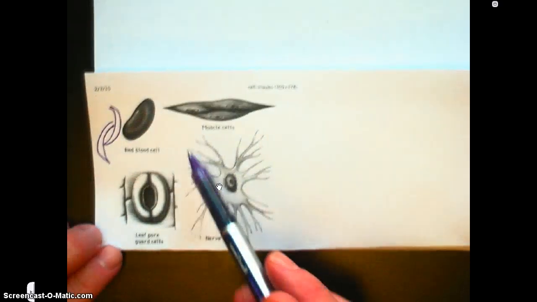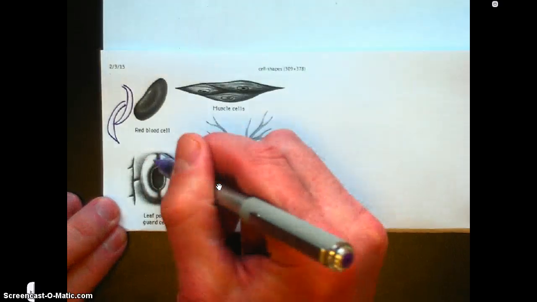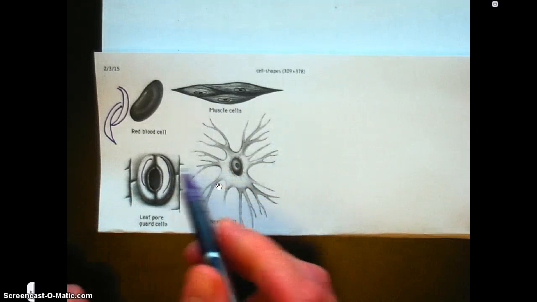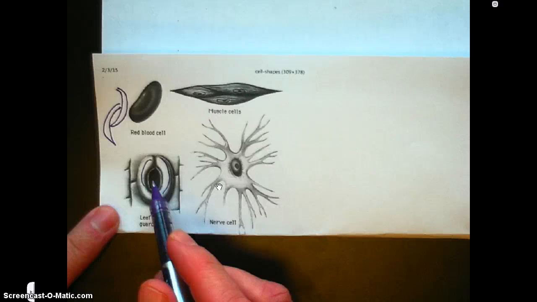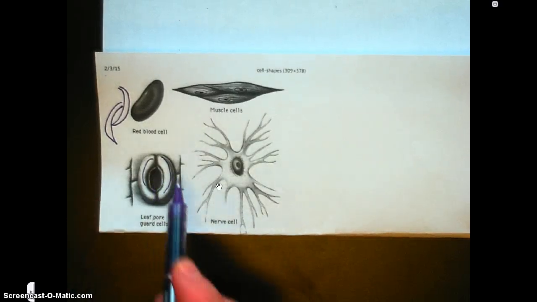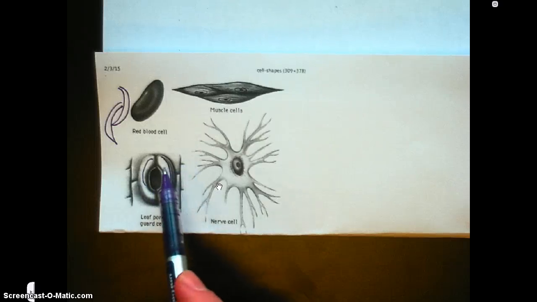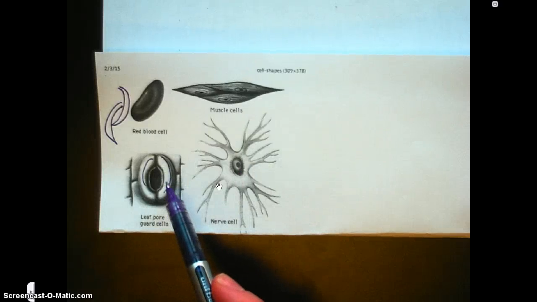Down here in the corner, I have a picture of what are called guard cells. These are the cells that are right here. They guard the hole that's on the bottom side of a leaf that's called stomata. And this, we're going to learn about that later. But this hole here is the stomata. And what the stomata does is it allows water vapor and oxygen to leave the plant, and it allows carbon dioxide to come into the plant.